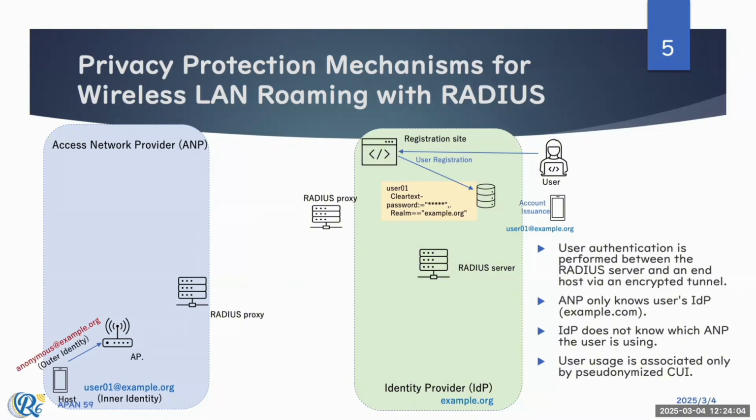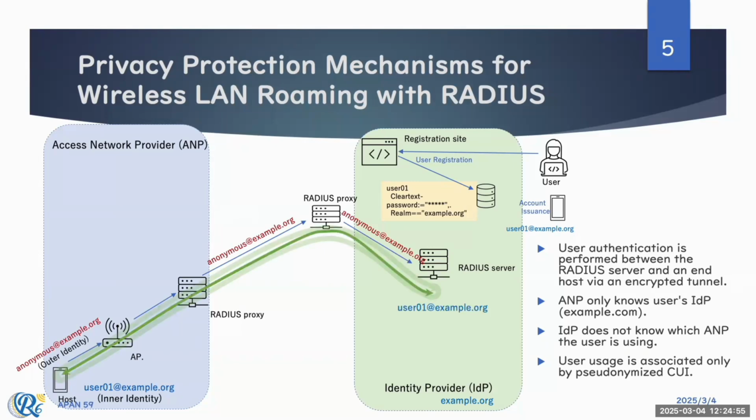So the user client will access the access point, and at that time, the outer identity will be used. It does not use the inner identity like that. So an authentication request goes from the access point to the RADIUS authentication server by a RADIUS proxy, and actually the user will be authenticated by the RADIUS authentication server based on the inner identity. And then the result of authentication will be returned to the access point.